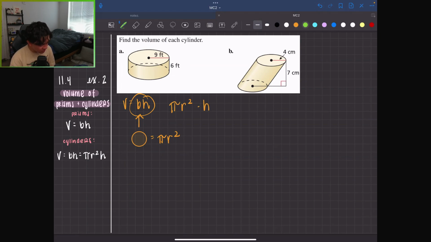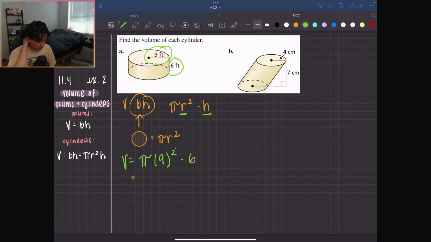So all that we really need to find here are these variables r and h, the radius and the height. As long as we have that, we are able to find the volume of a cylinder. Let's go ahead and do that. For A, we already know that our radius is 9 and then our height is 6. So let's input these values. The volume of the cylinder is pi, and now we have r, which is our radius of 9 squared, times h, which is our 6.